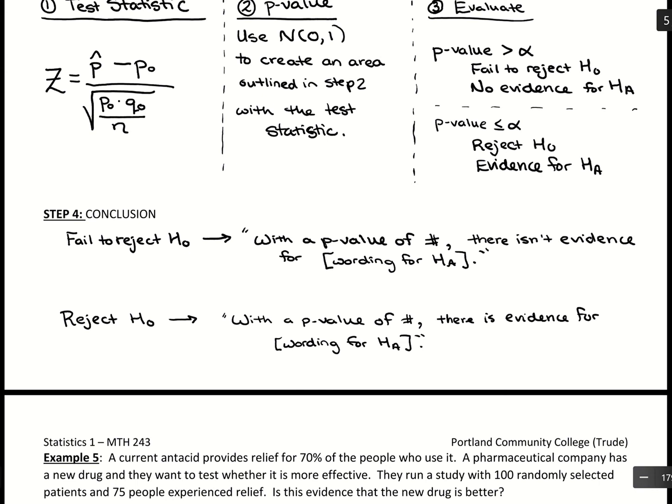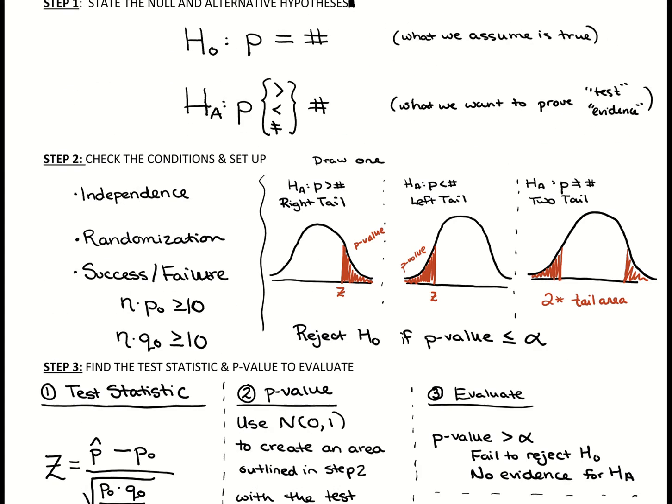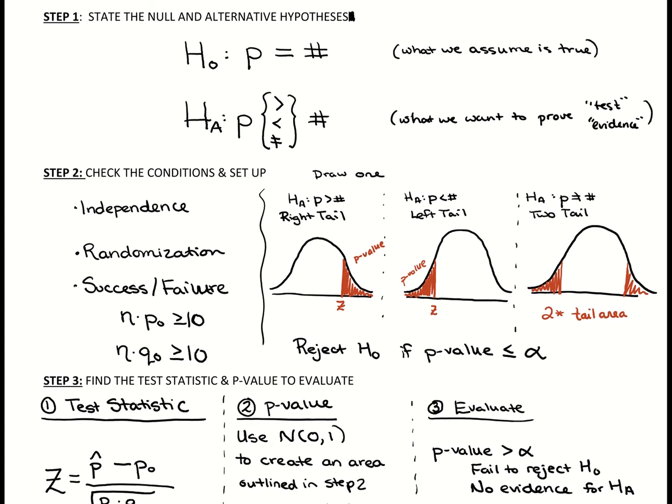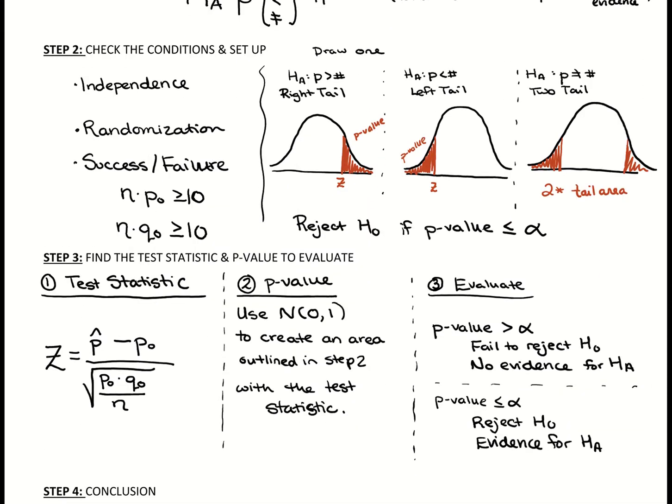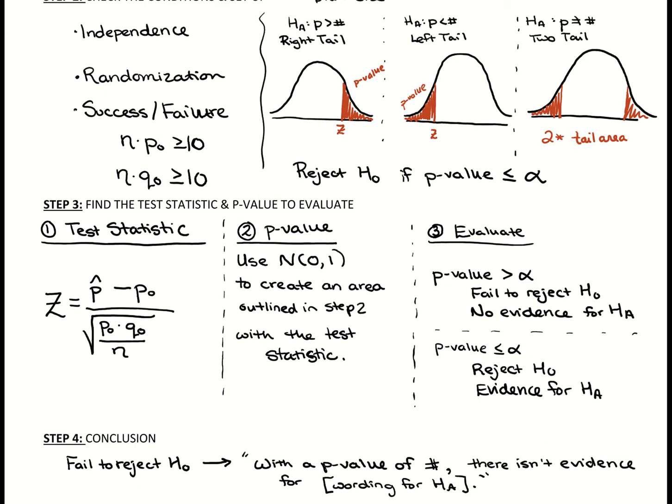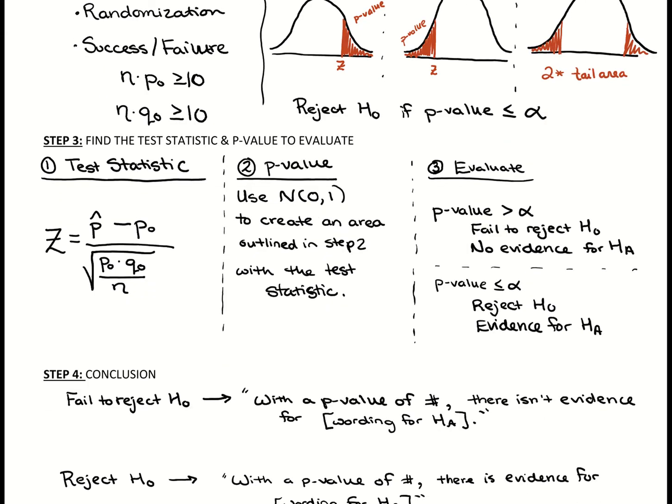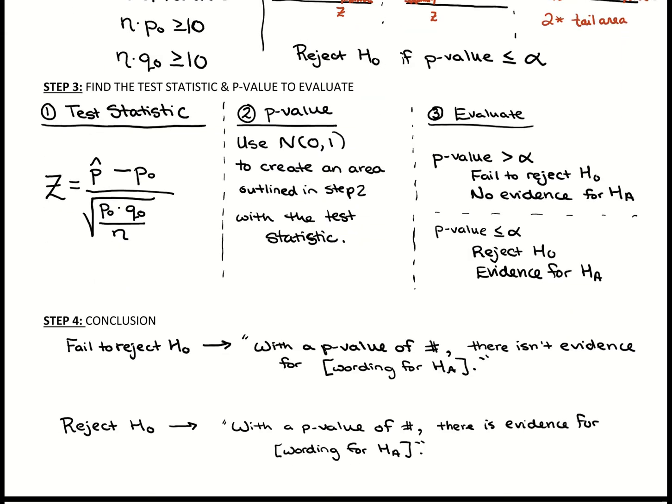So those are the steps we want to follow. Start with that null and alternative, check your conditions, figure out if we have a right-tail, left-tail, or two-tailed test, calculate that test statistic, use that to find the p-value, and then figure out if the p-value is small or large, and that'll lead us to our final wording. All right, in the next video, I'll go over some examples.